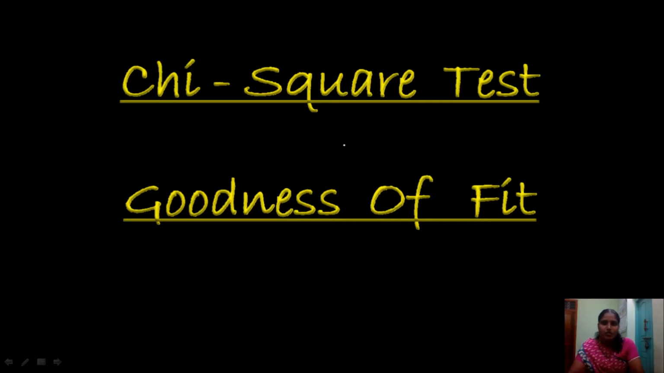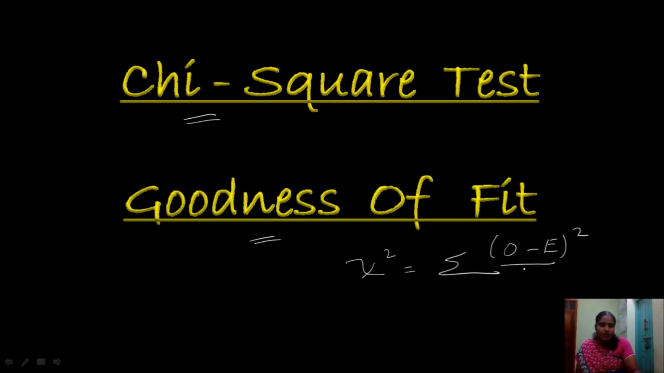In this video, I am going to explain the chi-square test for goodness of fit. Chi-square is used to test whether the difference between observed and expected frequencies is significant or not. The chi-square test statistic for goodness of fit is chi-square equals sigma (observed minus expected) whole square over E.